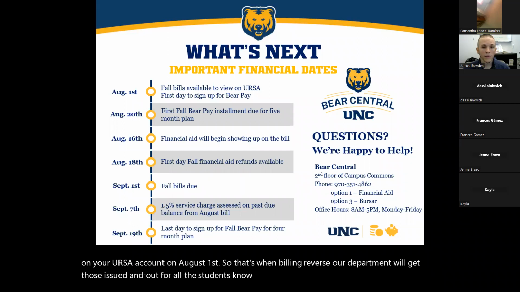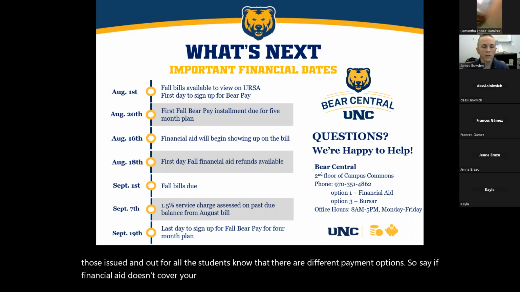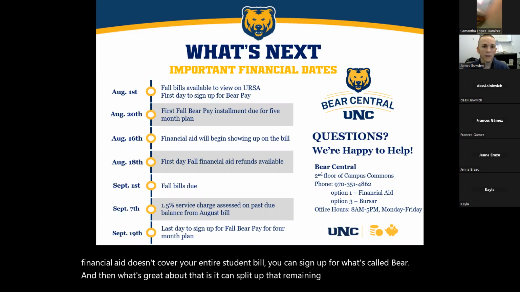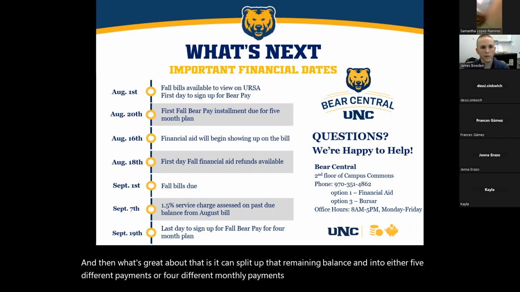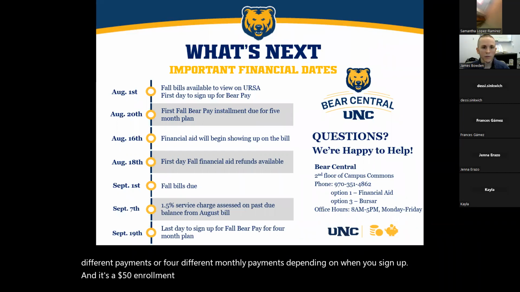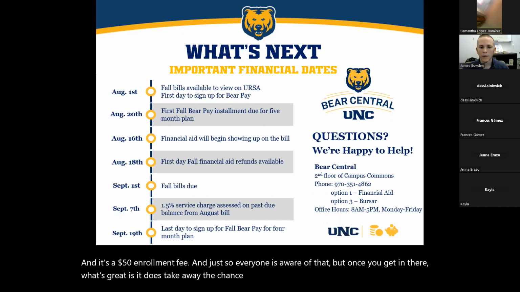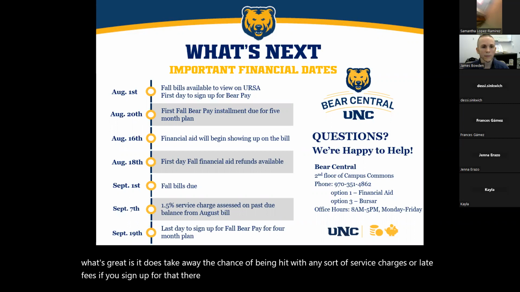Know that there are different payment options. So say if financial aid doesn't cover your entire student bill, you can sign up for what's called Bear Pay. And what's great about that is it can split up that remaining balance into either 5 different payments or 4 different monthly payments, depending on when you sign up. And it's a $50 enrollment fee, just so everyone is aware of that. But once you get in there, what's great is it does take away the chance of being hit with any sort of service charges or late fees if you sign up for that Bear Pay plan.